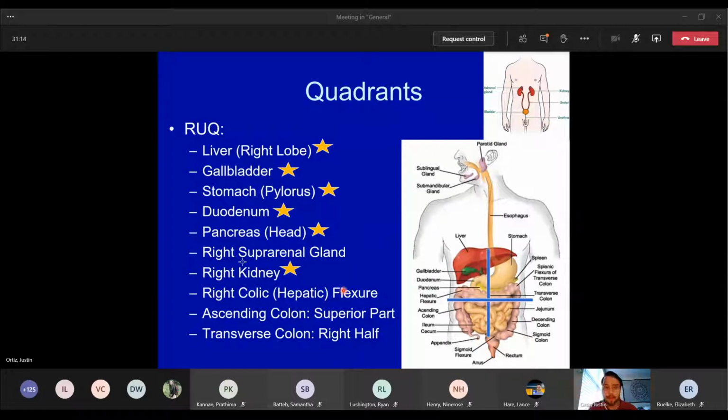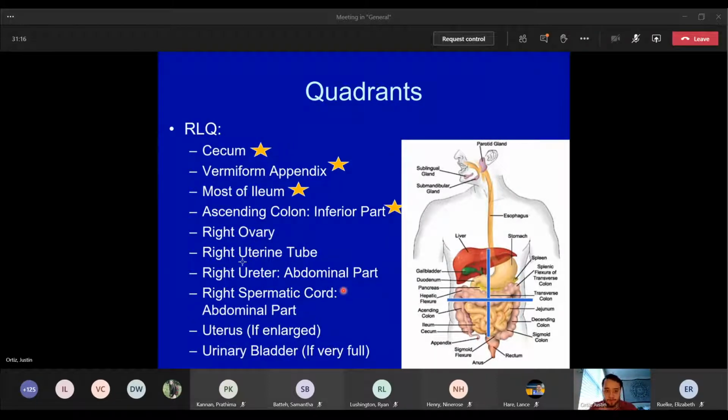So I highlighted those for the right upper quadrant. For the right lower quadrant, again, I highlighted the cecum, the vermiform appendix, and most of the ileum, as well as the ascending colon. The cecum and vermiform appendix are by far the highest yield in regards to the right lower quadrant, just because they're super unique in regards to all the quadrants.